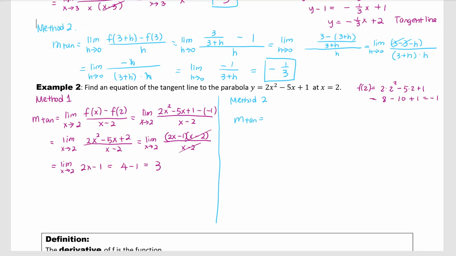M tangent is the limit. So don't forget, you have to put the limits all the time in all the steps whenever you see the variable. So this is f of a plus h, so f of 2 plus h minus f of 2 over h. Well, whenever you see x, replace x by 2 plus h in parentheses. Squared, minus 5 times 2 plus h, plus 1, and then minus f of 2. F of 2 is negative 1, all over h.